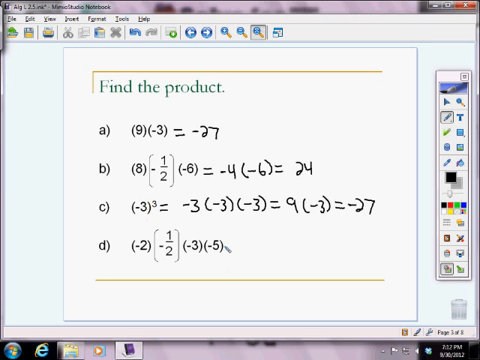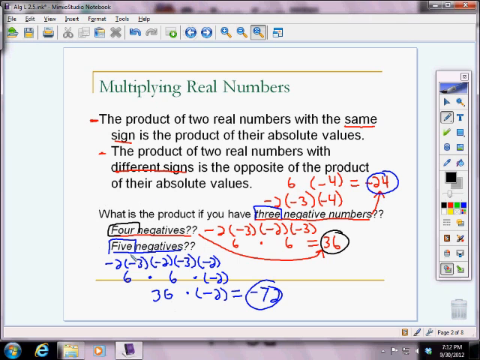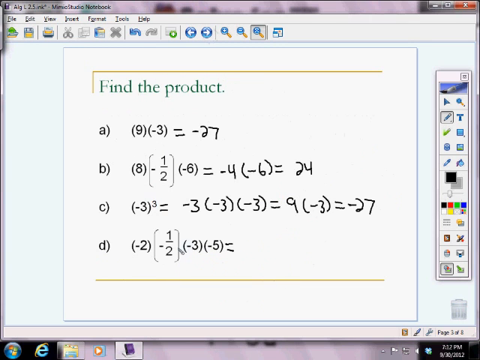One more example. Now just looking at this, can you tell whether it's going to be positive or negative? We have how many negative real numbers? 1, 2, 3, 4. If we have 4, we have an even number of negatives, we know our answer here is going to be positive. So really we don't have to worry about the negative sign. We can just say, okay, what's half of 2? 1. And 3 times 5 is 15. And, well, 1 times 15 is just 15.